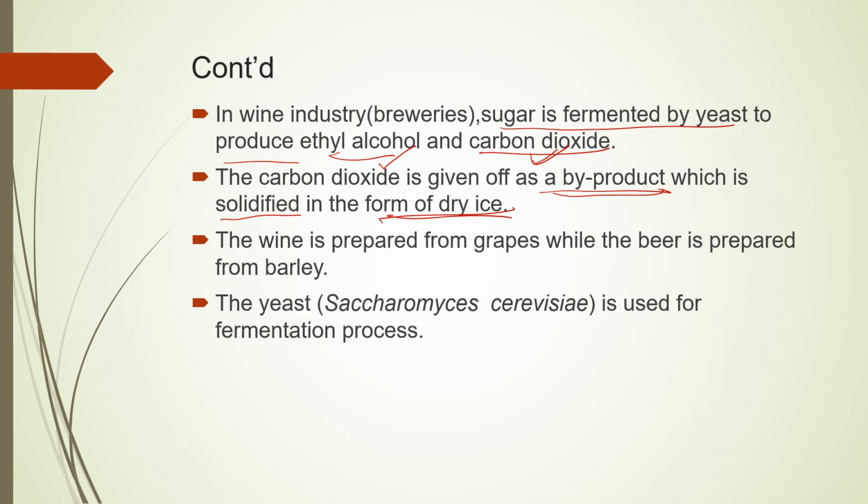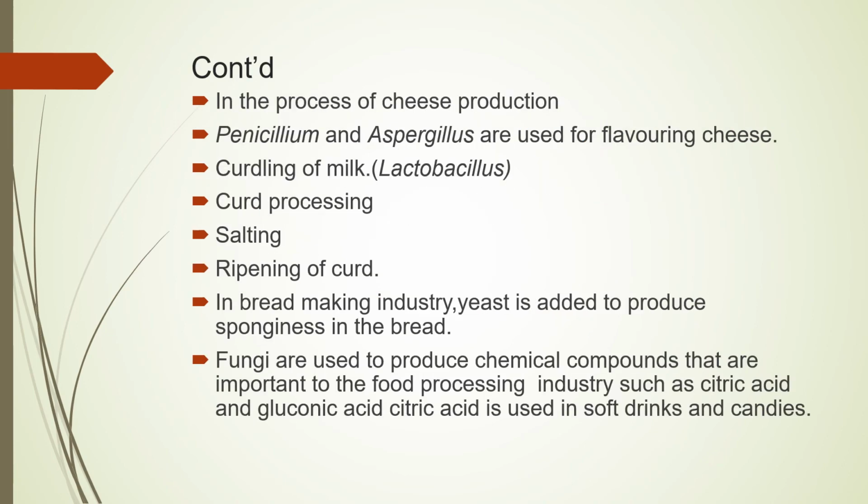And the wine is also prepared from grapes, while the beer is prepared from barley. So the yeast used for this fermentation process is Saccharomyces cerevisiae. This is the yeast which is used in the yeast fermentation process. Okay, so this is the yeast that is used in this process.